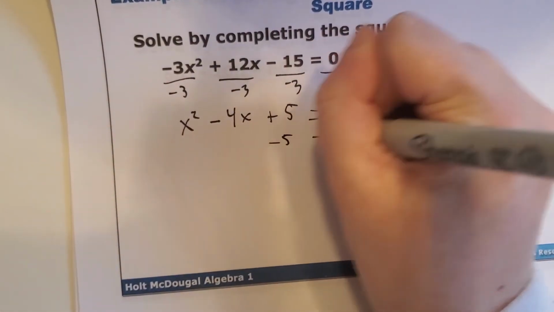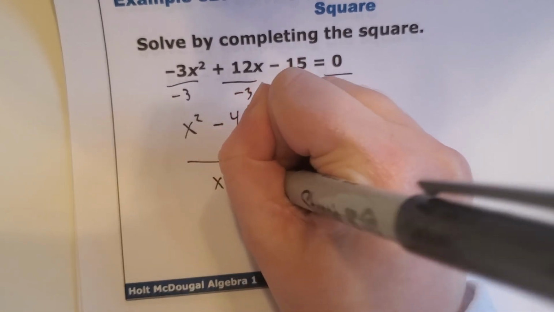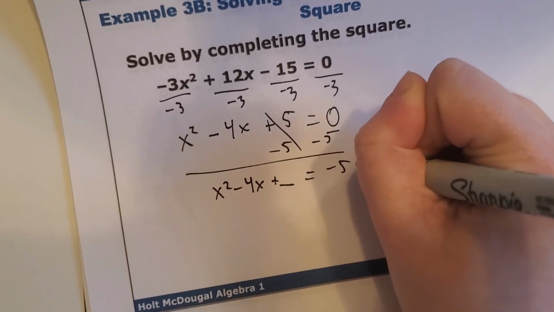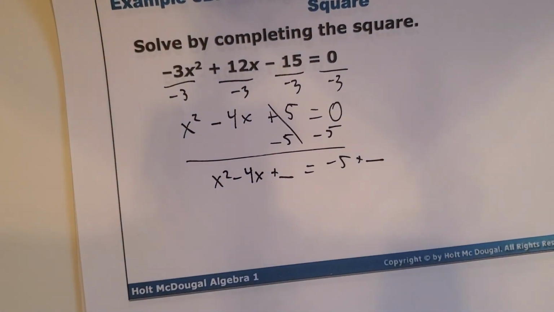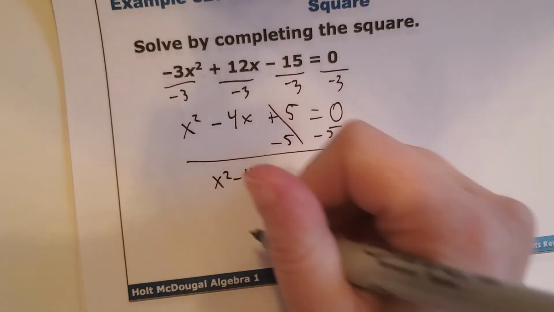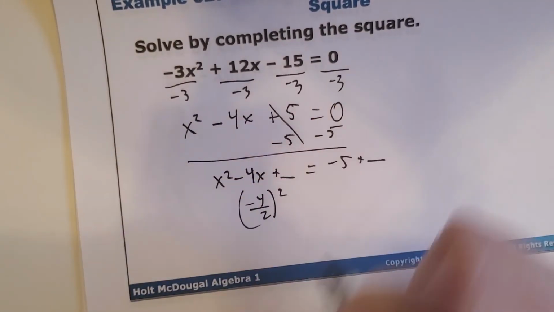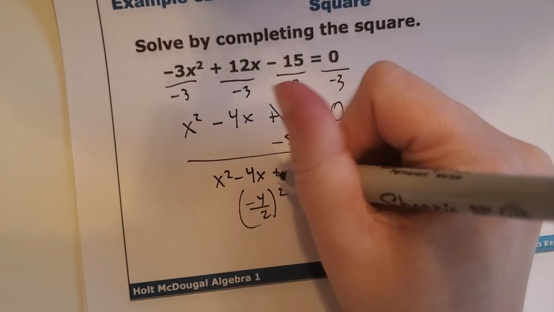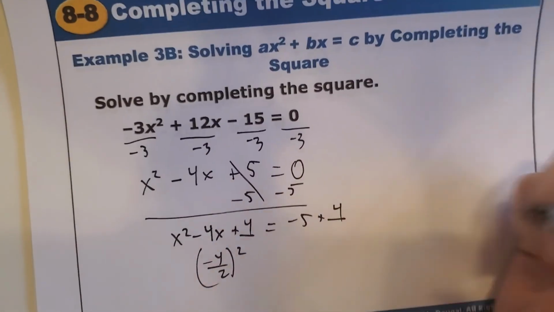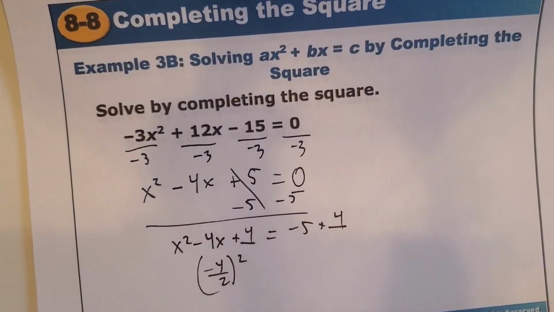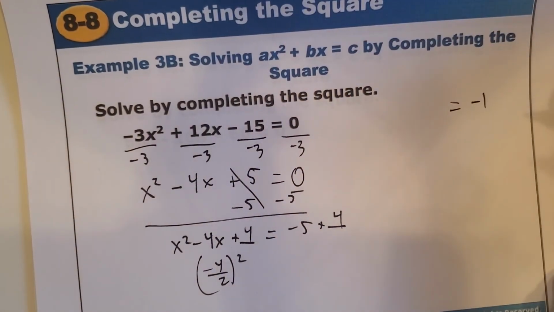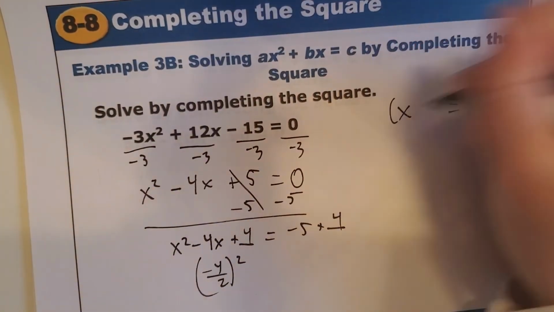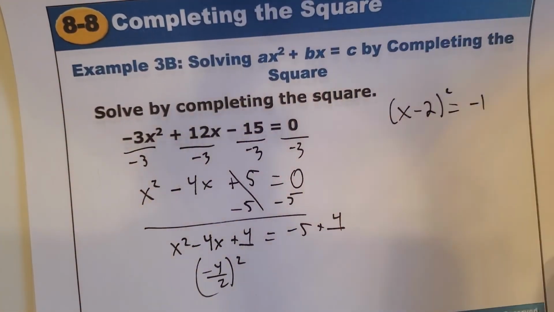Move this over. Wow, this is approaching half an hour, so I'm going to combine a couple steps. B over 2 squared. -4 over 2 is -2. Squared is 4. Interesting. Okay, so when you add up -5 plus 4, you get -1. This is actually a really interesting one to finish off with. Factors of 4 that add up to -4 are -2 and -2. So this is x minus 2 squared.